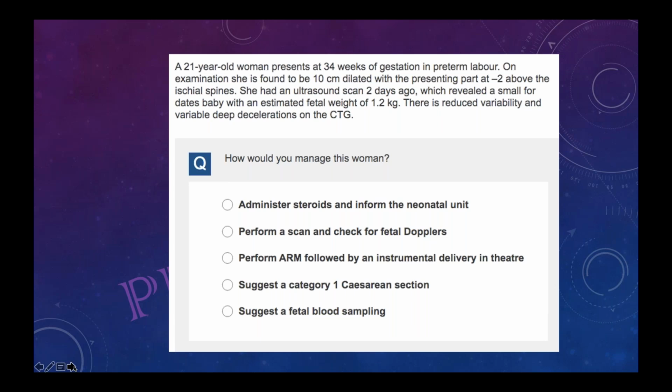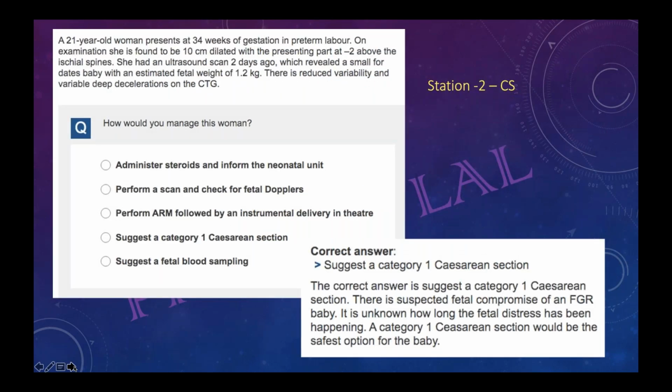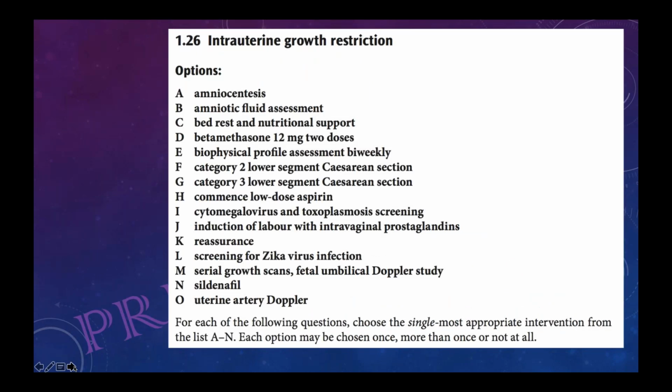Ma'am, for D, category 1 C-section. Yes, because now you see the station is -2 and the CTG is showing changes. You have to do cesarean section. So these are the options. This is the question.